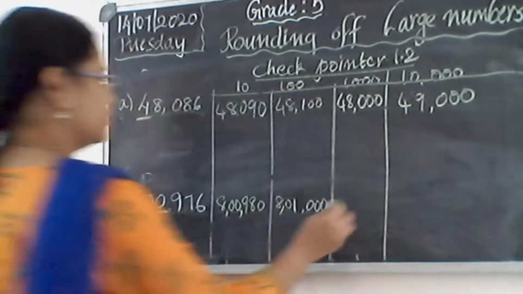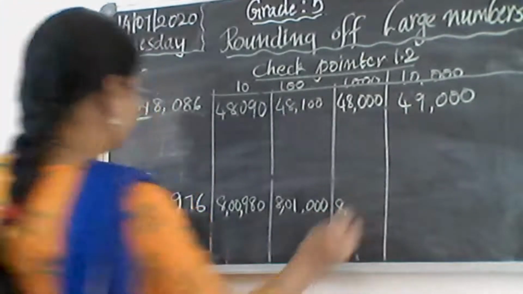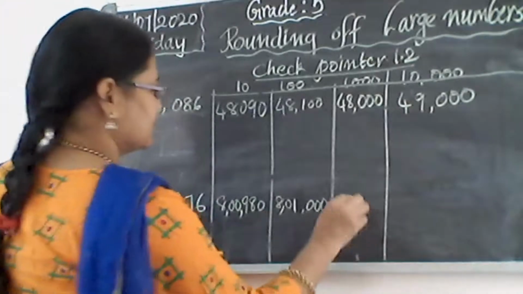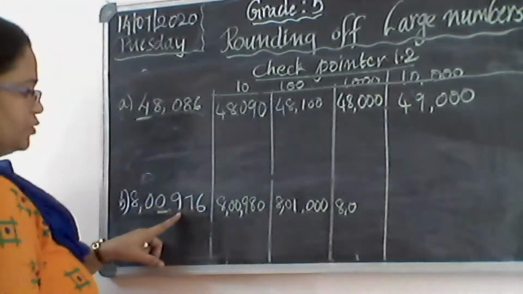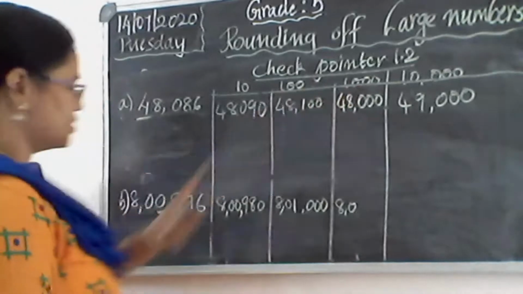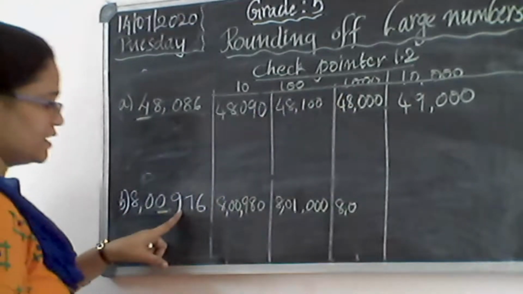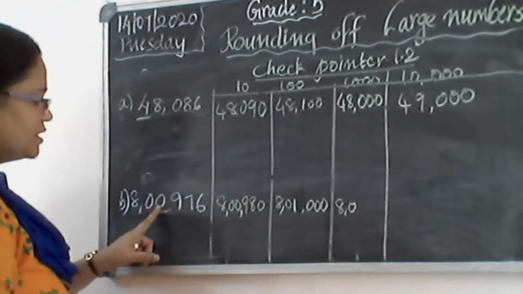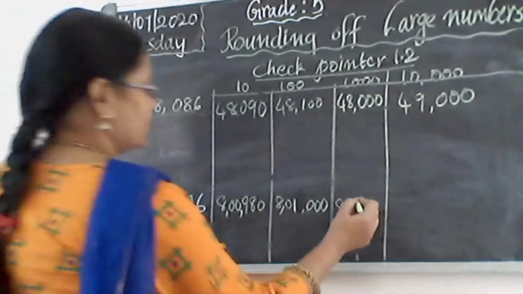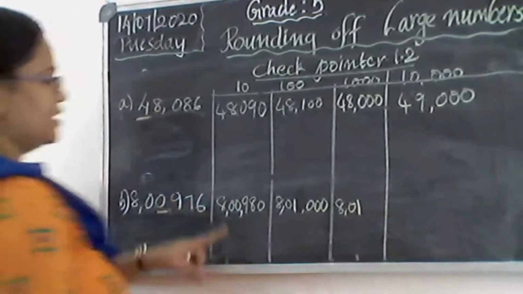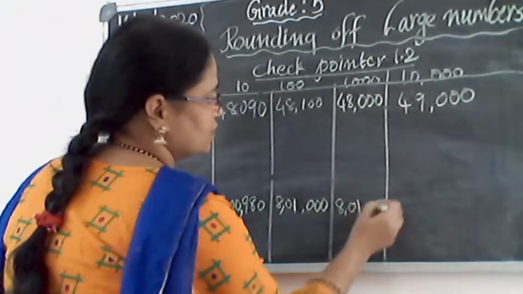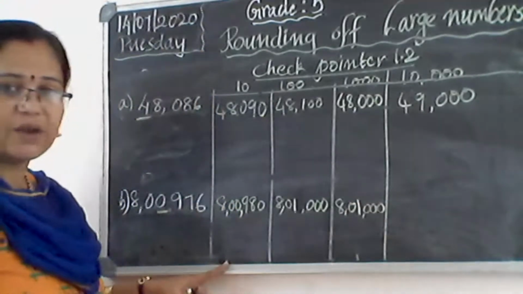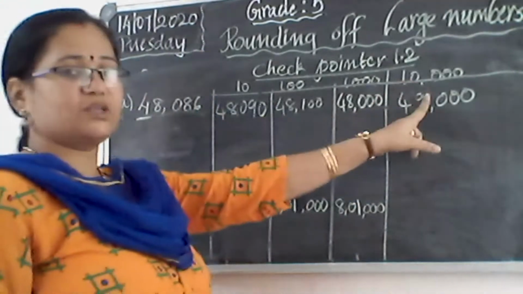So what do you have to do? You have to see it is nearest to 1000. So underline the 1000. 9 is greater than 5, so you have to increase the 0 by 1. So the increase will be 1 and the remaining is followed with 0. Children, are you getting? Let me go to the next one.